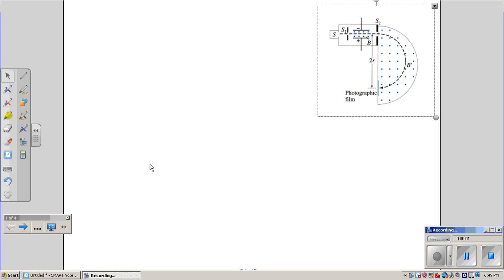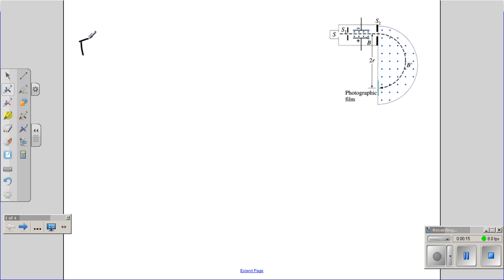Hello everyone, we are solving problem 14 in this video. We are dealing with a practical application, a mass spectrometer. Suppose the electric field between the electric plates in the mass spectrometer in the figure is E equals 2 times 10 to the 4 volts per meter, and the magnetic field is equal to 40 Tesla.